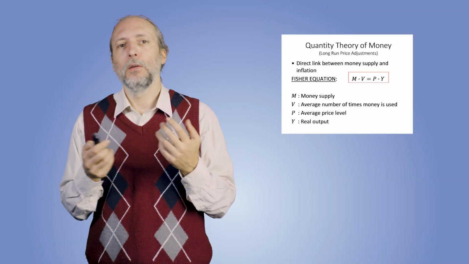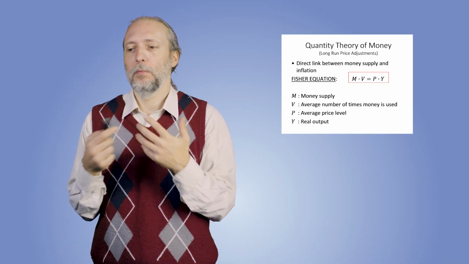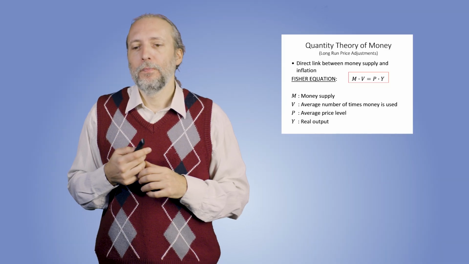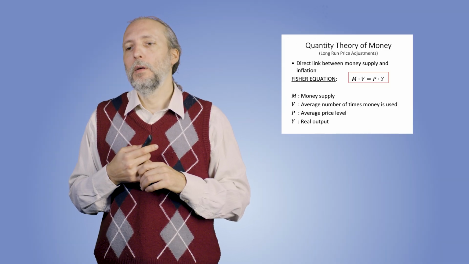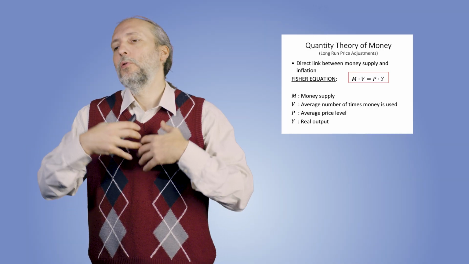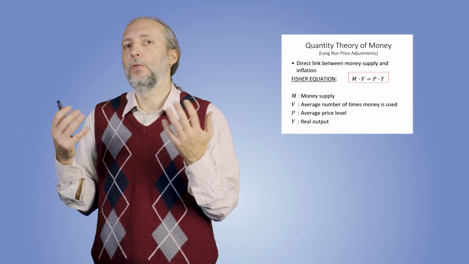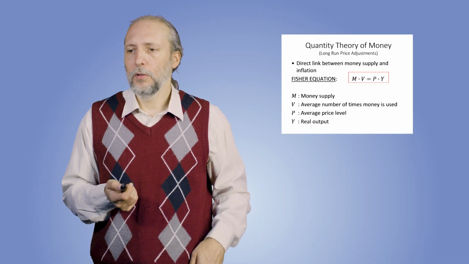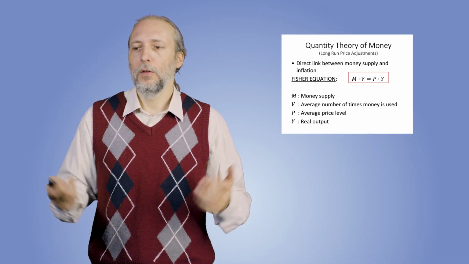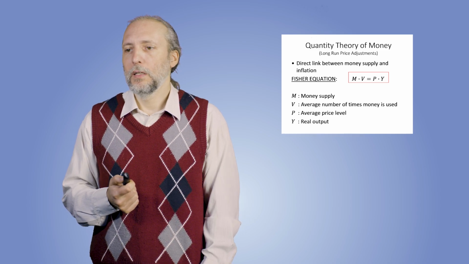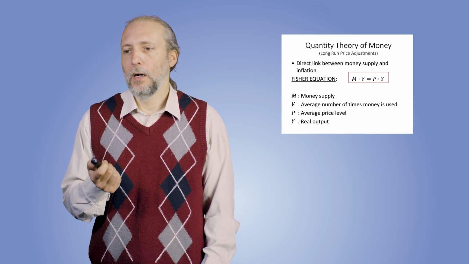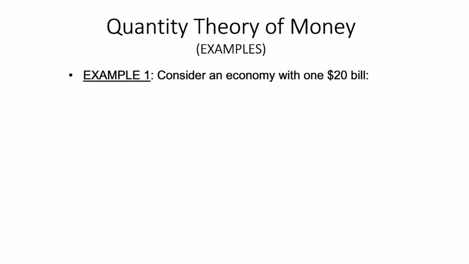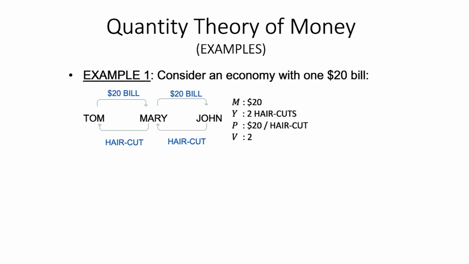Now obviously, in reality, we don't observe V, the average number of times that money is used, but we do observe M, P, and Y. Even if we don't observe V, we can make a simplifying assumption, and let's suppose that the number of times money is used is constant in an economy, it doesn't change. Under that assumption, the Fisher identity will give us a relationship between money being created and inflation.